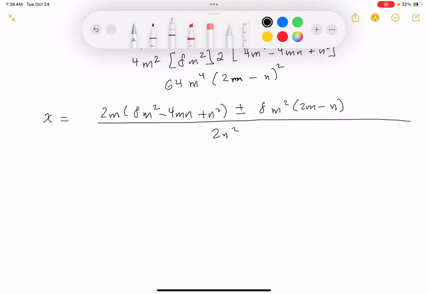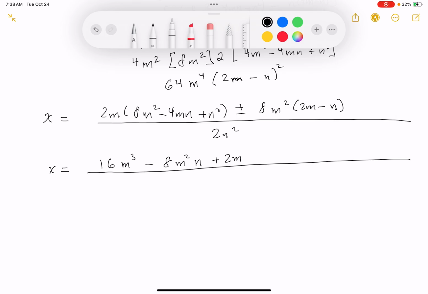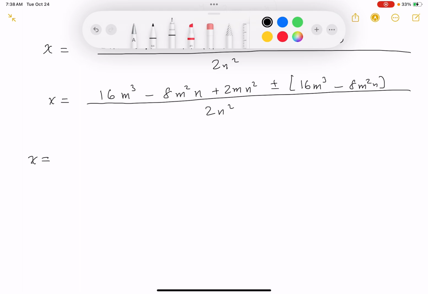All right, I've got to do the work now, and someone says, where's this going to land? I have no idea. But things are working out as advertised, so to speak. Let's write this down: 16m cubed minus 8m squared n plus 2mn squared. Now, plus or minus, this is the tricky part. I'm going to put in parentheses, by the way, 16m cubed minus 8m squared n, all over 2n squared. Well, let's do one thing at a time. I'm going to do the addition part first.